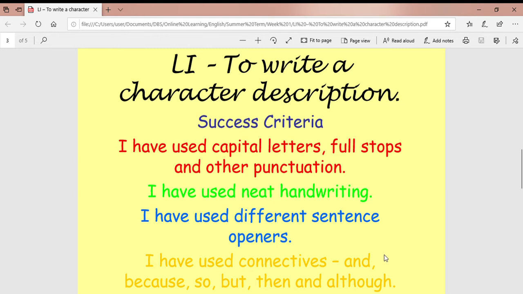And connectives, and I've got some more connectives for you down here. And, because, so, but, then, and although. Some of these connectives can also be used as sentence openers.